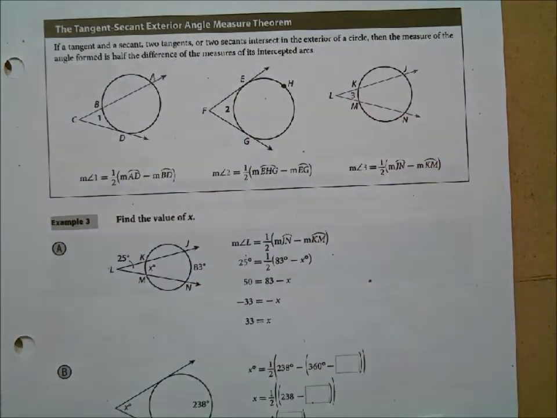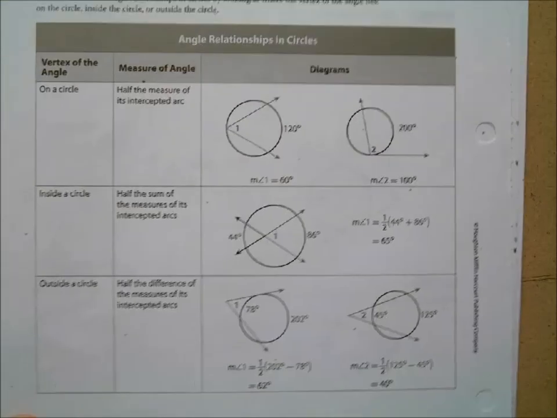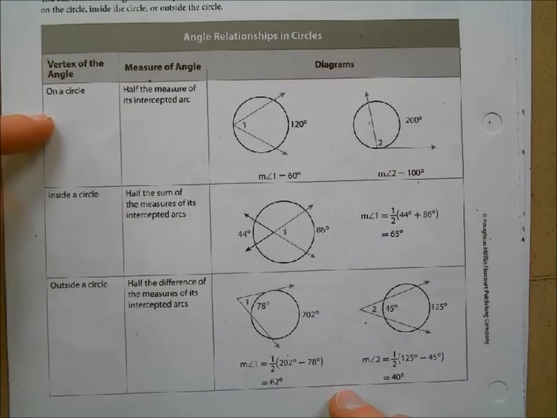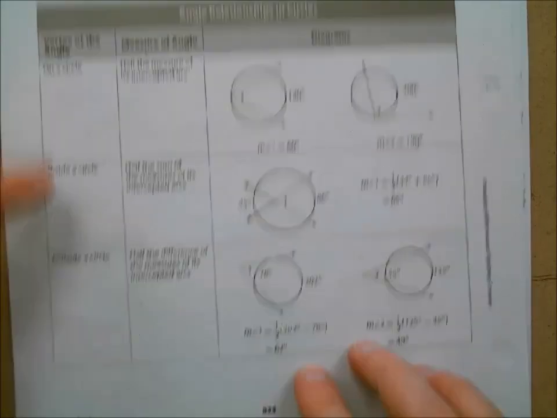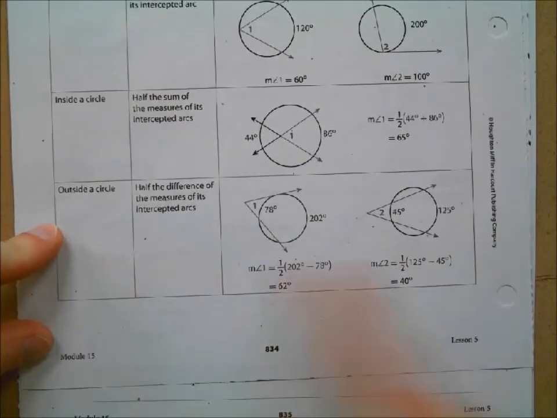Okay? That's the idea. And if you want a nice summary, on page 834, there's a nice summary of the 3 scenarios we have. If the vertex of your angle is on your circle, then this is what you do. If the vertex of your angle is inside the circle, this is what you do. And if it's outside, this is what you do. Okay? So if I come back, we'll go over that some more.